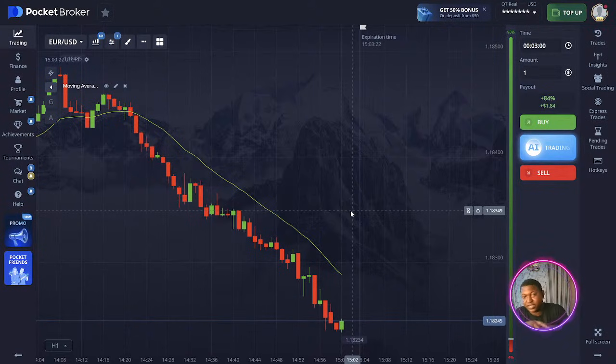It's different from forex, although it's a similar pattern. In this one, if you predict the price is going up, you buy. If you know the price is going to come down, then you sell. That is basically how to do it on Pocket Broker.